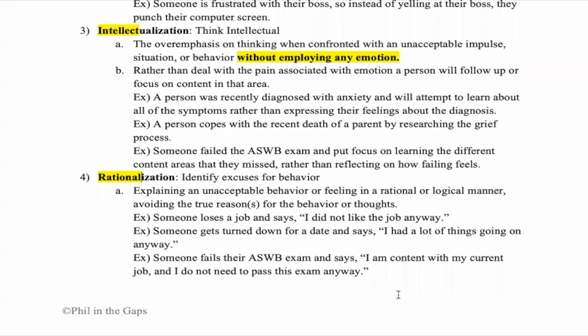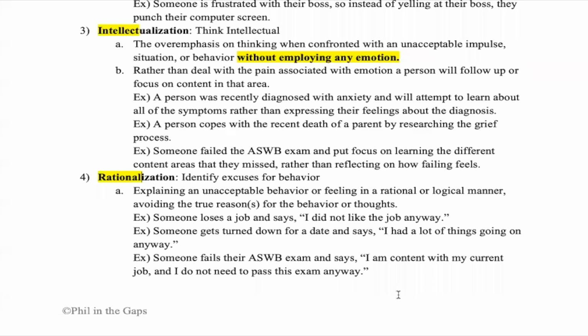Another example, someone gets turned down for a date and says, I had a lot of things going on anyway. Even though they wanted to go on the date with the person, they may come up with an excuse of like, man, I was busy. I was doing them a favor by going on a date. Do you know how many dates they've been on in the last year? Psh, that's their loss, not mine.